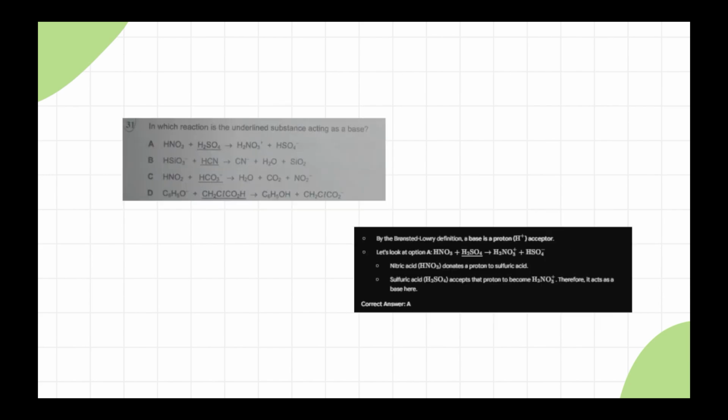In which reaction is the underlined substance acting as a base? By the Brønsted-Lowry definition, a base is a proton acceptor. Let's look at option A: HNO3 plus H2SO4 gives H2NO3+ plus HSO4-. Nitric acid, HNO3, donates a proton to sulfuric acid. Sulfuric acid, H2SO4, accepts that proton. Therefore, it acts as a base here. So the correct answer is A.